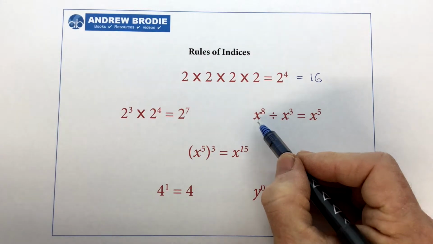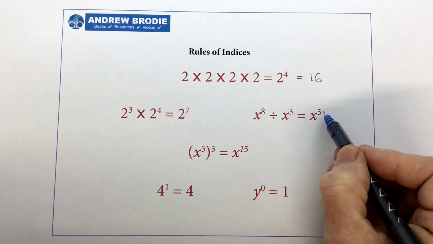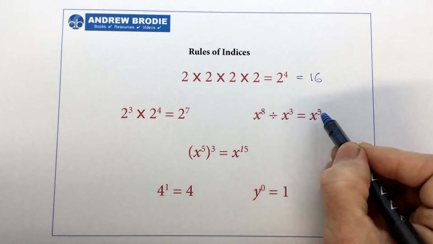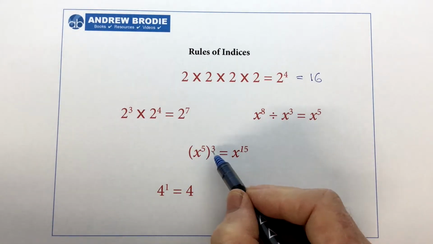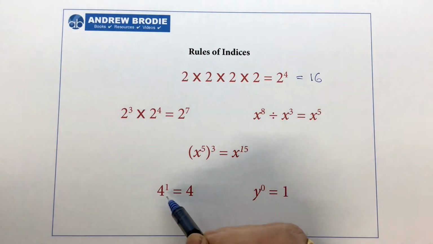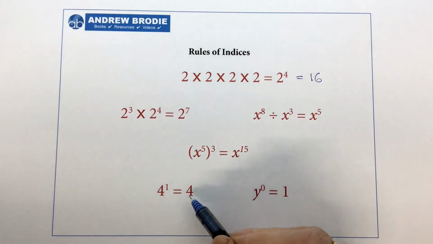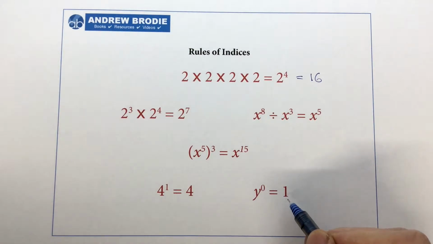If we're dividing x to the 8 divided by x to the power 3, we get x to the power 5. 8 take 3 is 5. Here, where there's brackets, then we do multiply. x to the 15 is the answer. Anything to the power 1 is the number itself. So 4 to the 1 is 4. But anything to the power 0 has a value of 1.